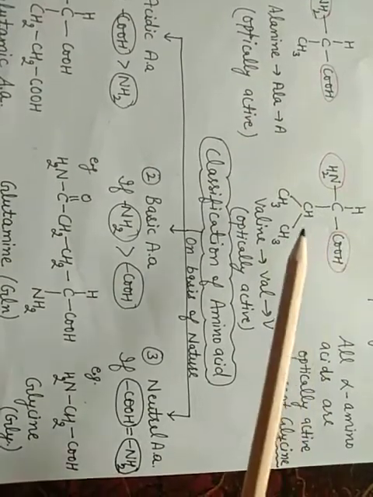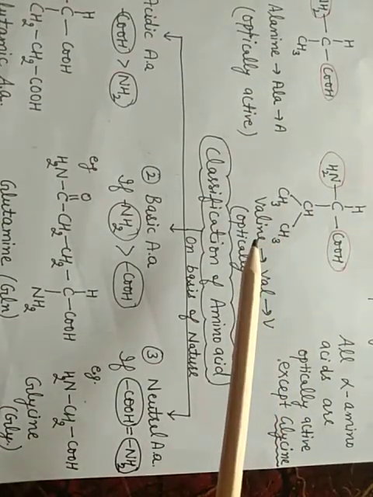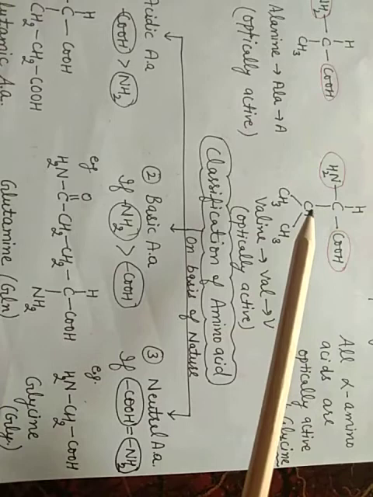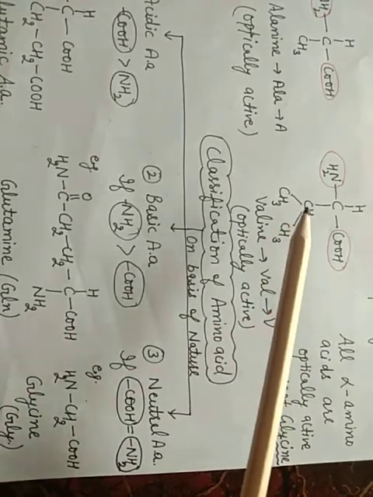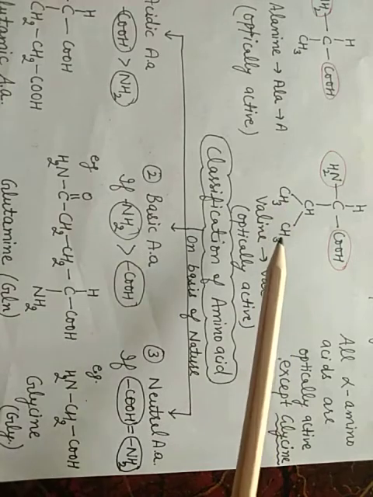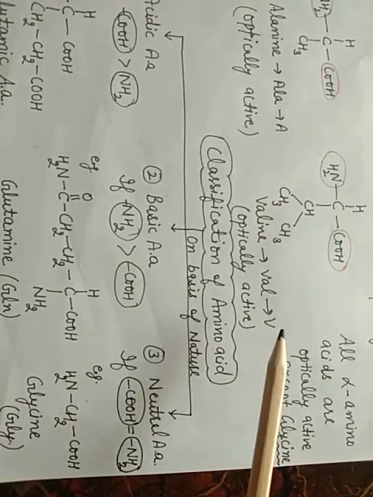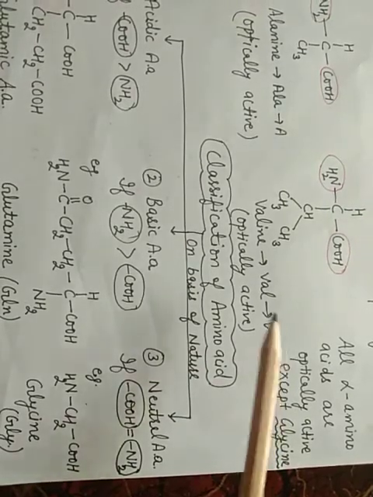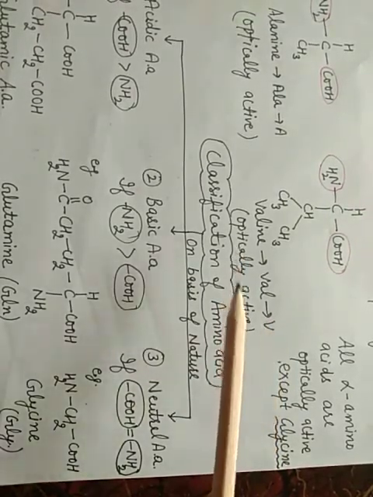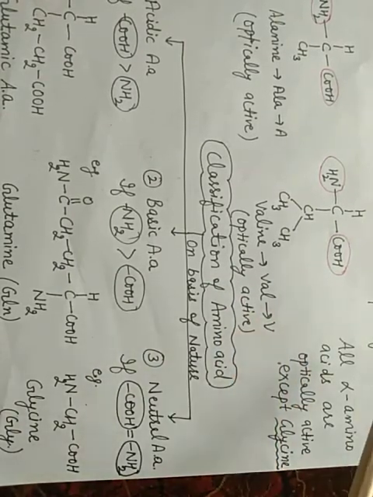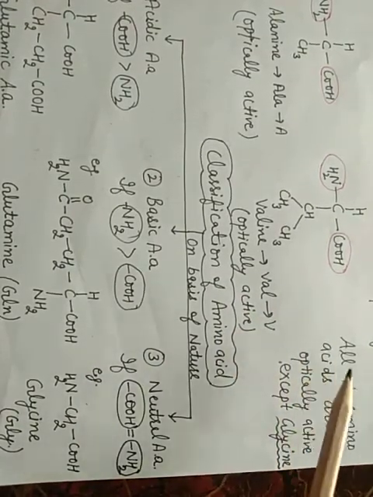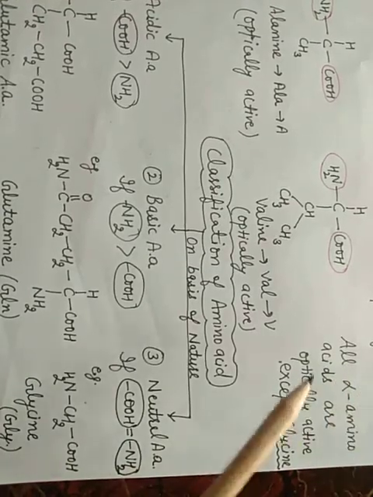Then another, valine, means the R group is replaced by isopropyl group, CH, CH3, CH3. Val, and it can be written as V. This is optically active. All amino acids are optically active except glycine, in which the R group is replaced by H. Other groups remain the same.